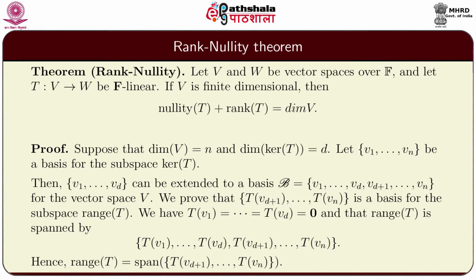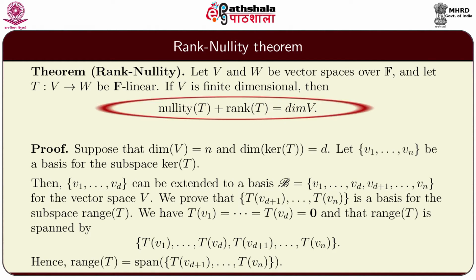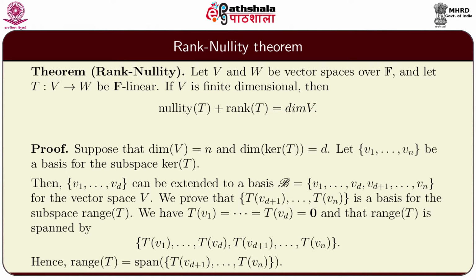Now, we come to the rank nullity theorem. Let V and W be vector spaces over F, and let T from V to W be F linear. If V is finite dimensional, then the nullity of T plus the rank of T is equal to the dimension of V. How to prove this statement?